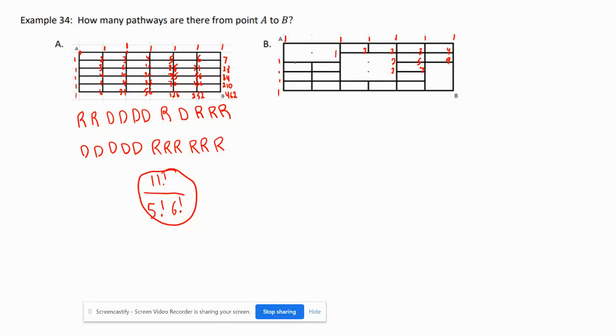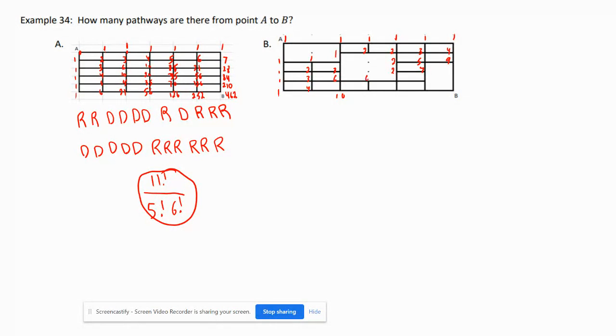Let's keep working this way. So this is 1 over here as well. That means I have 1 plus 1 is 2. 1 plus 2 is 3. I have 2 plus 1 is 3. 1 plus 3 is 4. 3 plus 3 is 6. 6 plus 4 is 10.